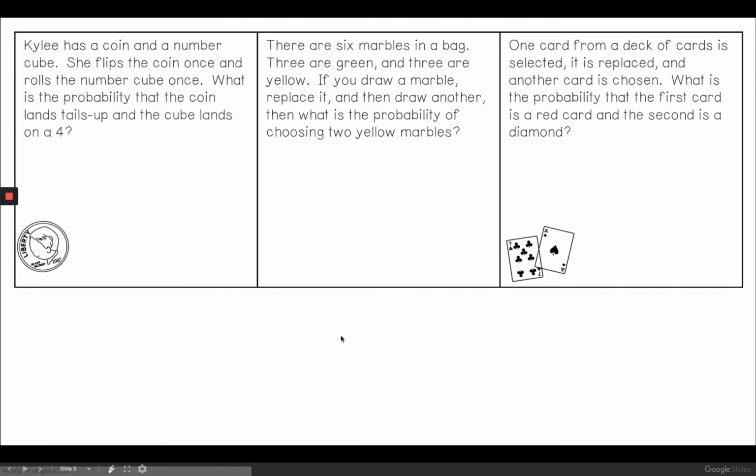All right, next one. It says Kylie has a coin and a number cube. She flips the coin once and rolls the number cube once. What is the probability of the coin landing on tails, or tails up, and the cube landing on 4? So if I were to do that, we have the probability of flipping tails and the probability of getting a number 4. That would be 1 out of 2 times 1 out of 6, and we multiply straight across and get a 1/12 chance. So I have a 1 out of 12 chance of getting tails and 4.